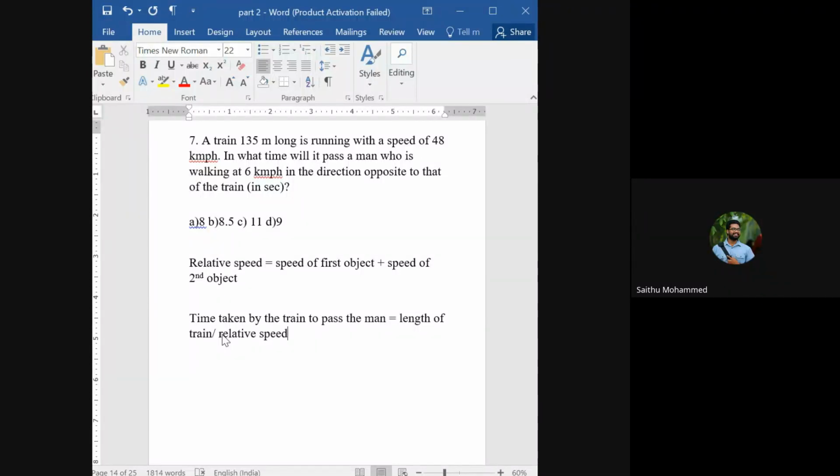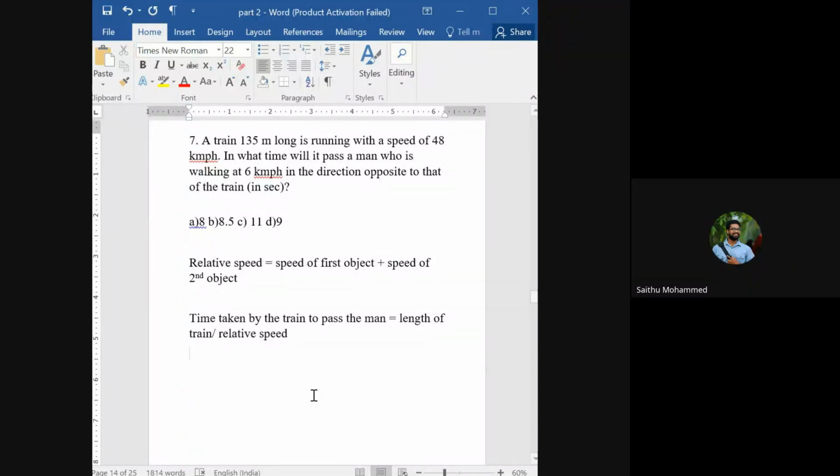Have you all understood how we framed this particular equation for this question? Because if you are not understanding how this is framed, there is no point in discussing further. If you have got this, you are 70% of the way to the answer. Now, time taken by the train to pass a man is equal to length of the train divided by relative speed.